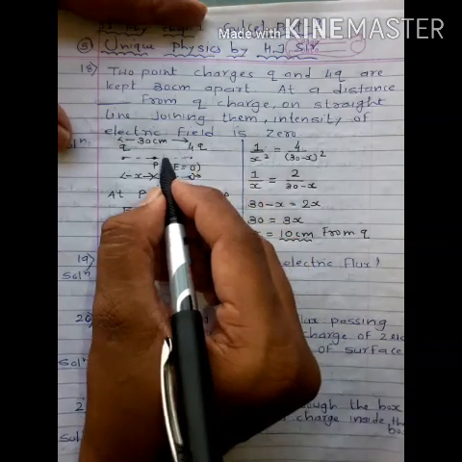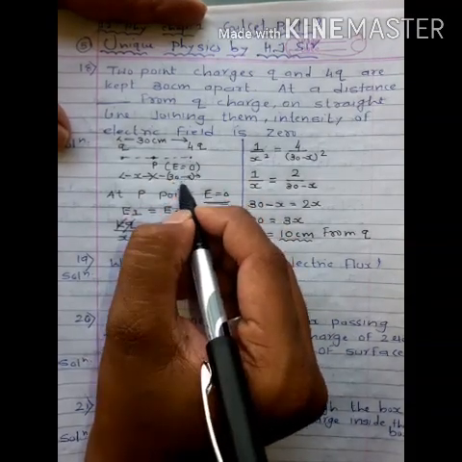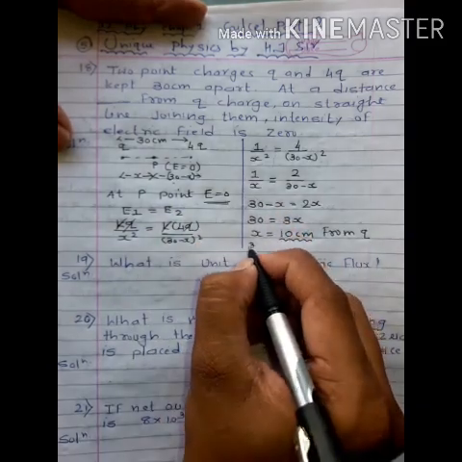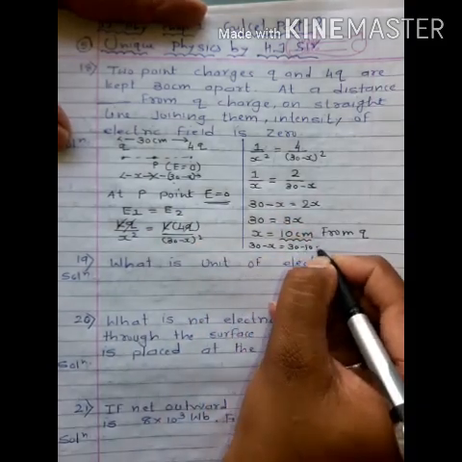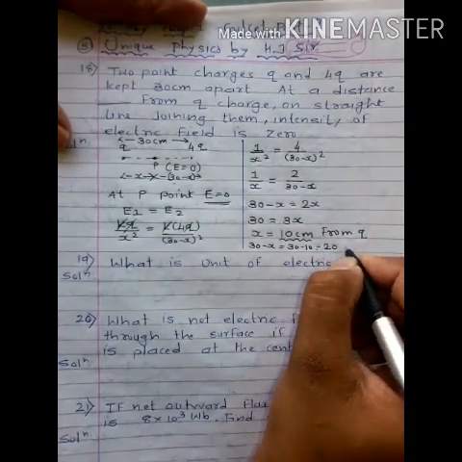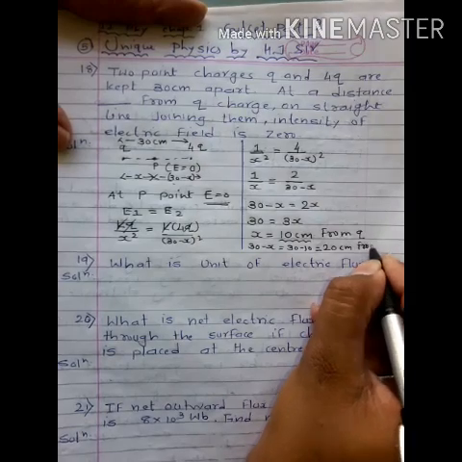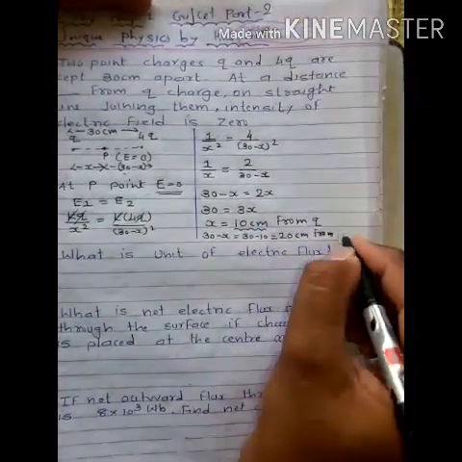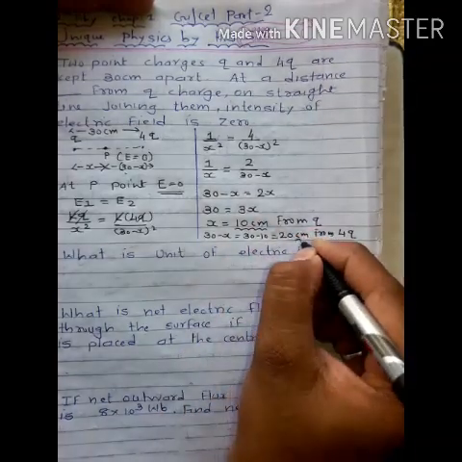Suppose we want the other distance of P point from 4Q charge. It is given by 30 minus x. So 30 minus x means 30 minus 10. So our answer is 20 centimeter. Another answer is 20 centimeter from 4Q charge. So this is our second answer.